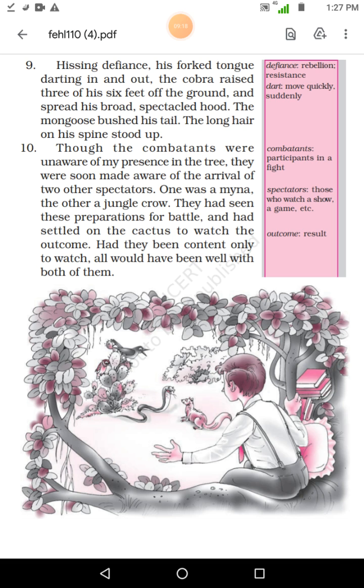Okay, look at the sentence. Had they been content only to watch, all would have been well with both of them. So see the picture, children. Outcome means what? Anything that is coming out of it, the result. Okay, the final result.